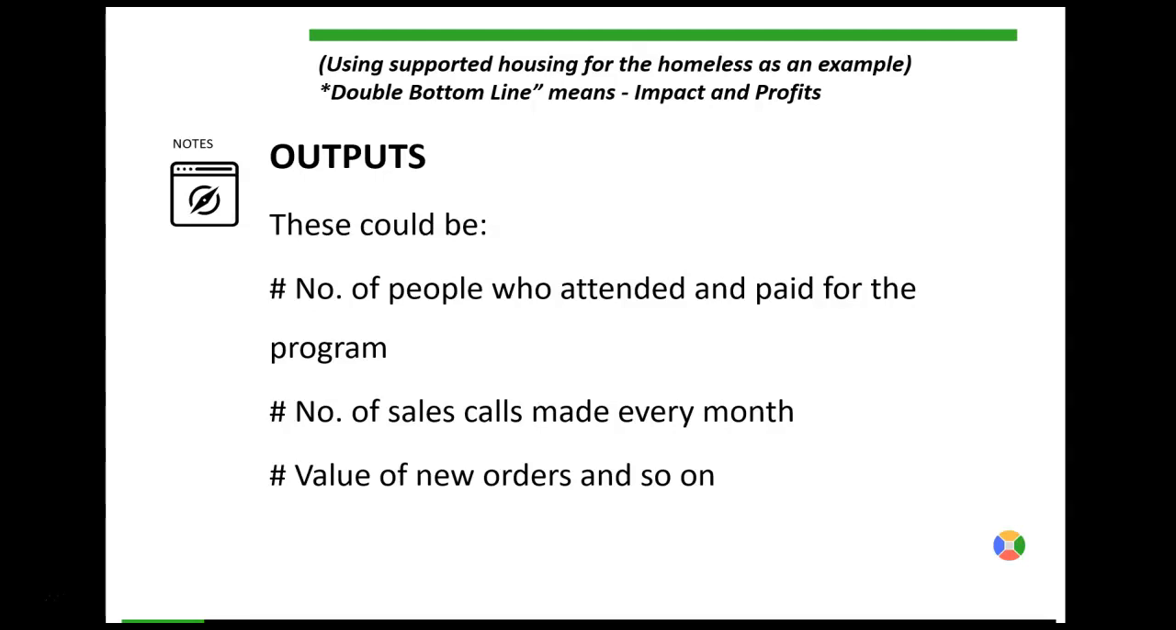The value of the orders you got last month compared to this month, the value of the orders in the last 6 months compared to the previous 6 months. As you go on, you're going to find out that some of this information is going to become very useful for you in the future. So put those in the output. What kind of outputs are you going to record? That's basically what that section is all about.